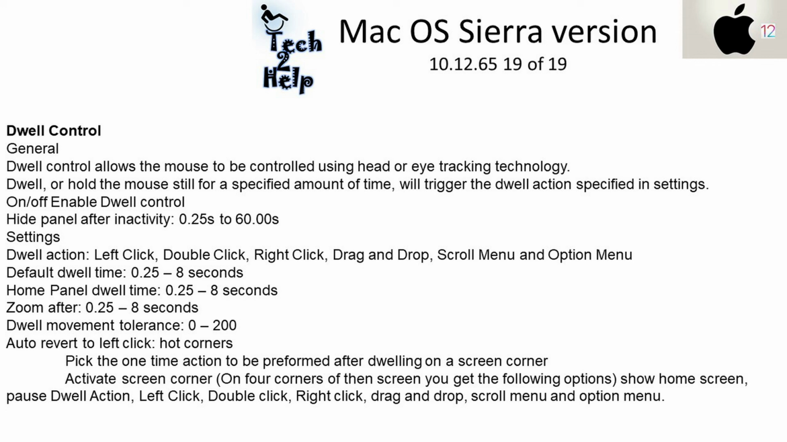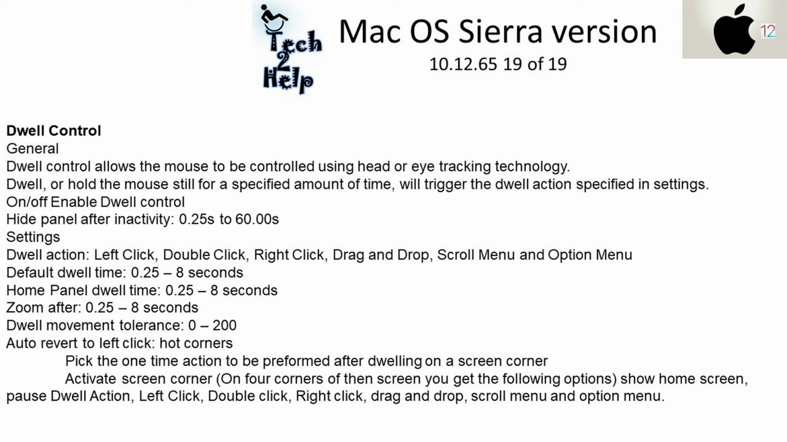Dwell control. General. Dwell control allows the mouse to be controlled using head or eye tracking technology. Dwell, or hold the mouse still for a specified amount of time, will trigger the dwell action specified in settings. On, off: enable dwell control. Hide panel after inactivity, 0.25s to 60.00s. Settings. Dwell action: left click, double click, right click, drag and drop, scroll menu and option menu.